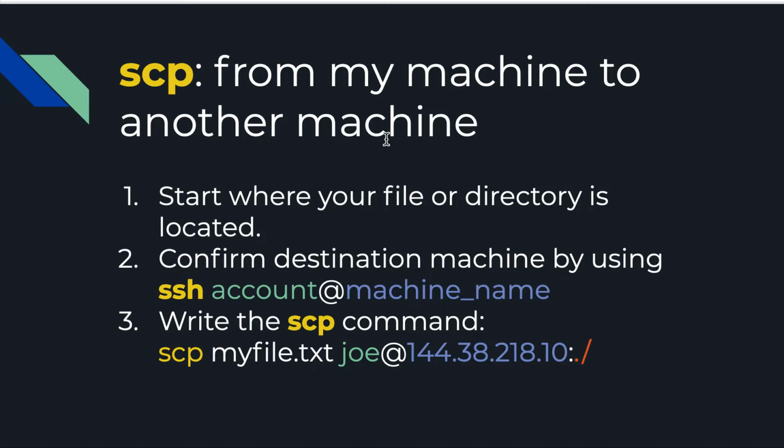So to SCP from my machine to another machine, you can start where your file directory is located. Make sure you're in that directory, so you can do ls and you can see it. Confirm your destination machine, or you could SSH over to the remote machine and make sure you can log into it. But if you're comfortable doing the SSH command, fine, don't do it. Then the SCP command is going to be very similar to that, except we're going to say, all right, let's take my file that's in my local present working directory, and we're going to copy it over to one of those long paths like we shared in the last slide.